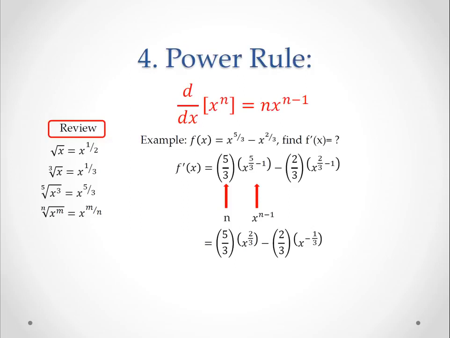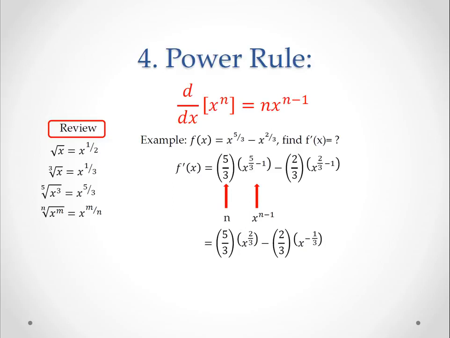Next, I want to introduce the power rule. But before I introduce the power rule, I want to review some basic terminology we use here. For example, the square root of x can be written as x to the 1/2 power, and the cube root of x can be written as x to the 1/3 power. And further, the fifth root of x cubed can be written as x to the 3 divided by 5 power. In general, the nth root of x to the m power is equal to x to the m divided by n power. Using this terminology, we can go forward.